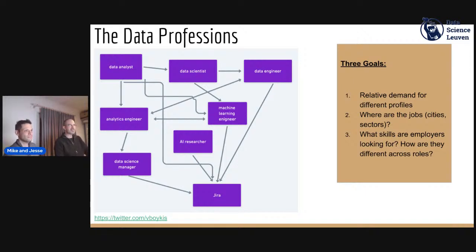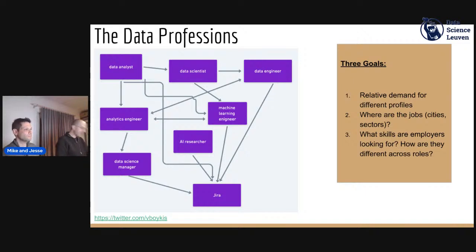Tonight, we're going to be doing something a little bit different. Specifically, we have 3 goals, right? To look at the job ads and try to understand the relative demand for the different profiles: data analysts, scientists, engineers, and machine learning engineers. Also to understand, within a European scope, where the jobs are, in what cities, in what sectors. And then finally, to take a look at the skills that employers are looking for when hiring across these roles, and how they might be similar or different across the different job descriptions, right?